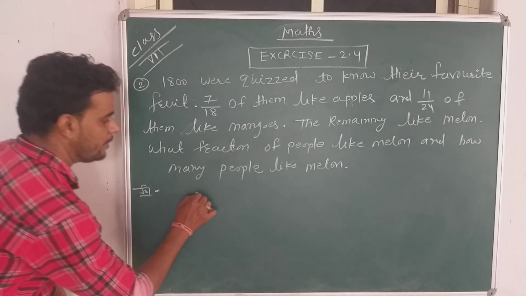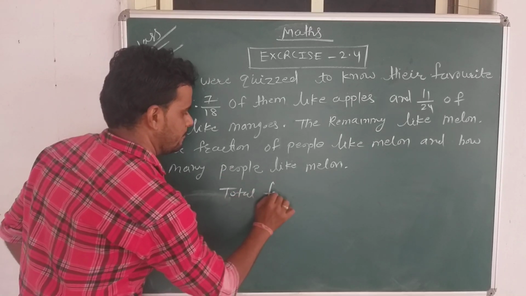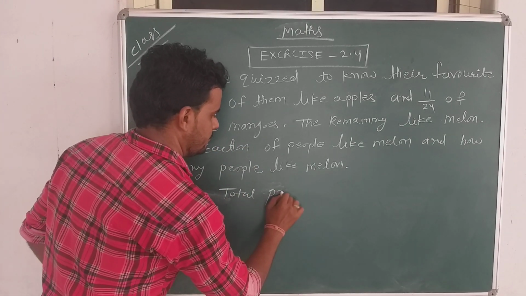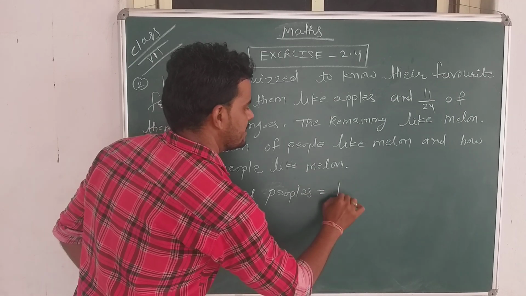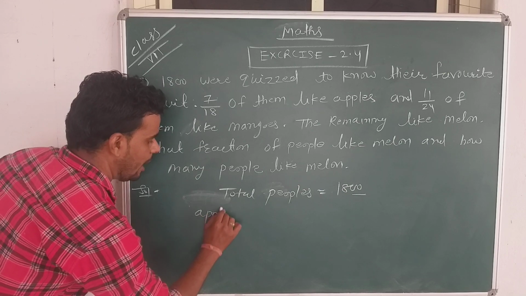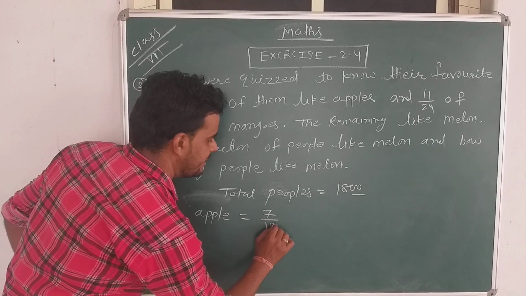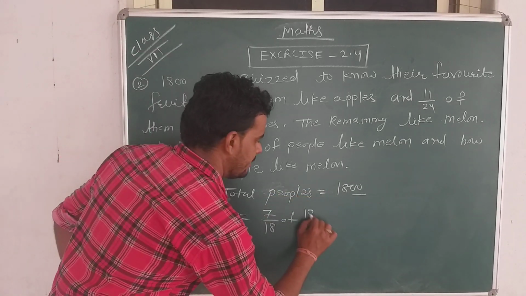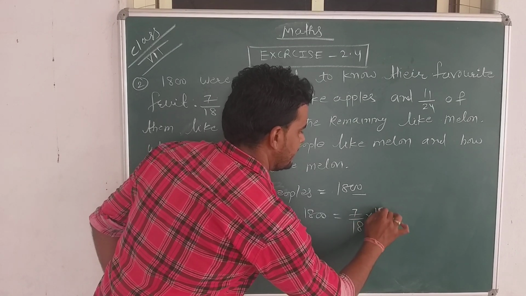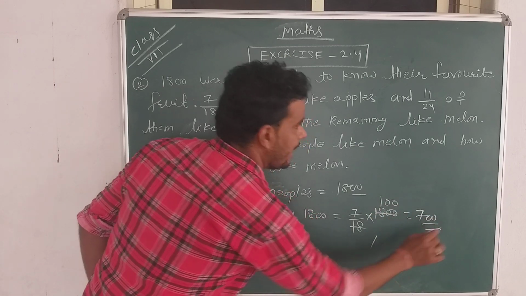Okay, so first we will write total people: 1,800. And how many people like apple? 7 by 18 of 1,800. So 7 by 18 multiply 1,800. 18 1 ja 18 and 100 times, then 700 people like apple.